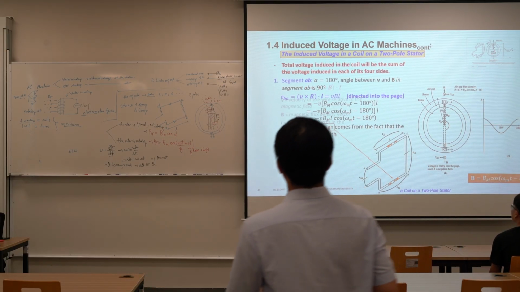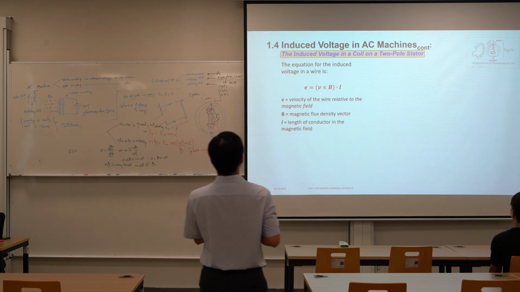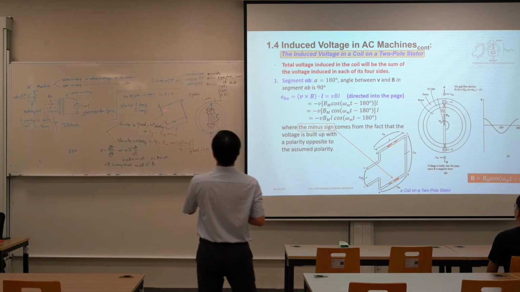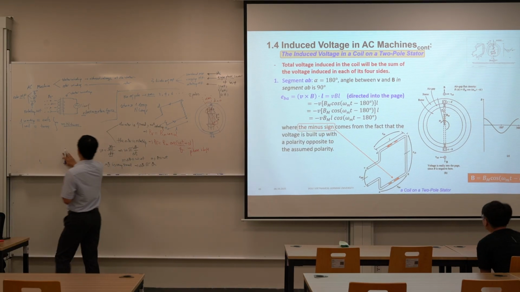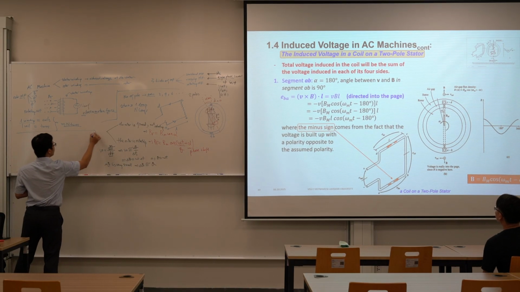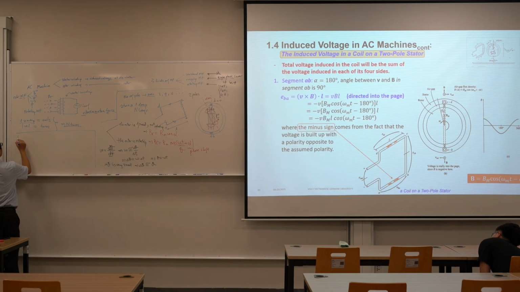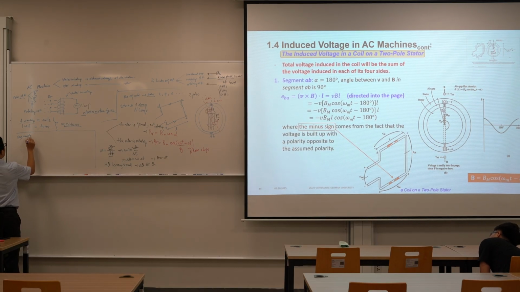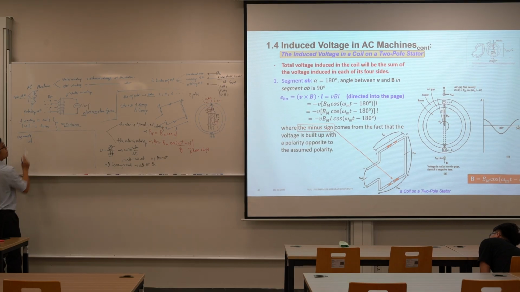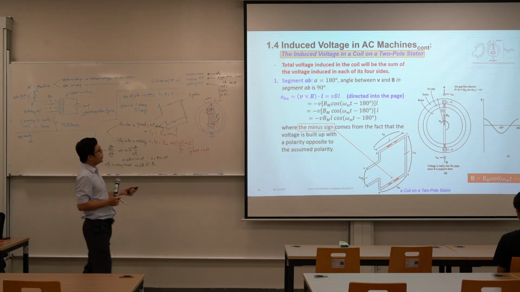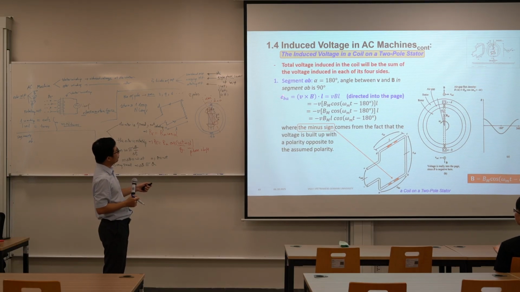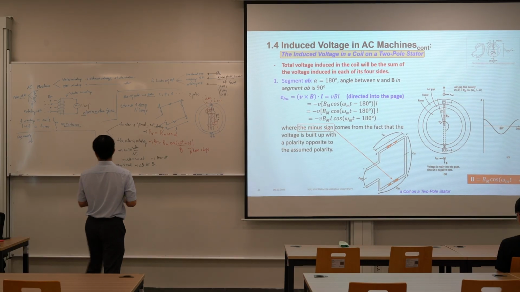So we apply this general formula to the 4 segments, right? We have 4 segments. Segment A. Actually, we use the BI, I mentioned before, right?